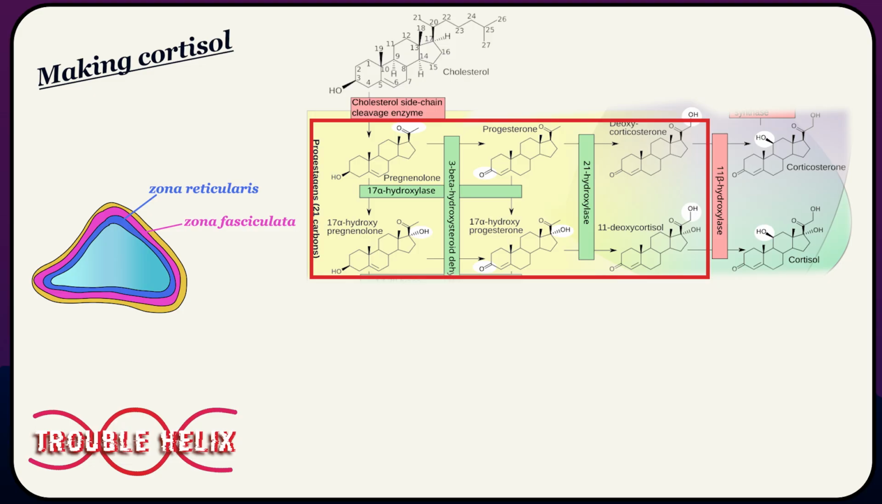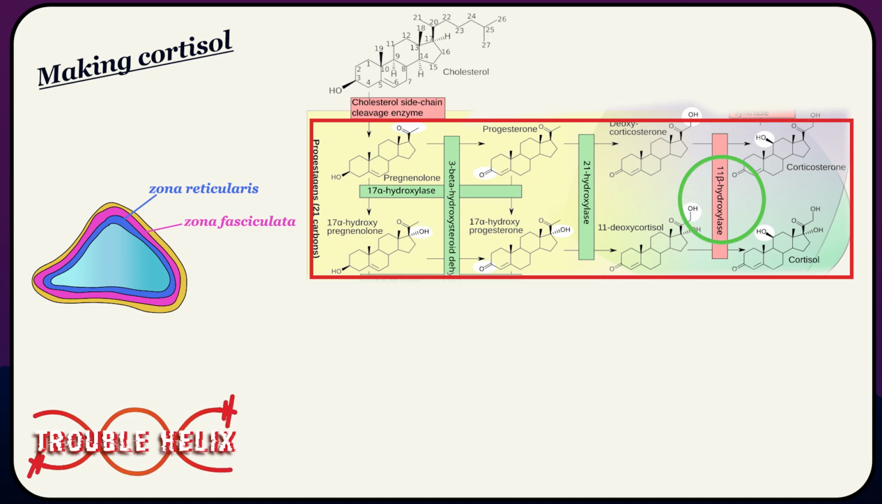To make cortisol, 21-hydroxylase will convert 17-hydroxyprogesterone into 11-deoxycortisol. And finally, 11-beta-hydroxylase will convert that into cortisol. Note that because the fasciculata and reticularis don't express the same levels of the same enzymes, they're somewhat specialized in the steroid hormones they make. The reticularis can't really make cortisol because it lacks 3-beta-HSD, and the fasciculata can't really make androgens because of its low 17,20-lyase activity.